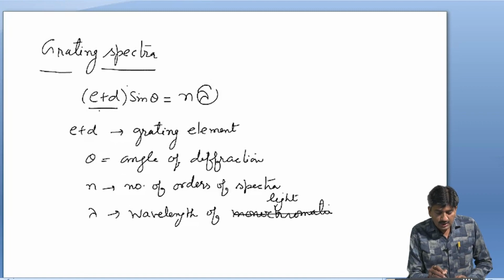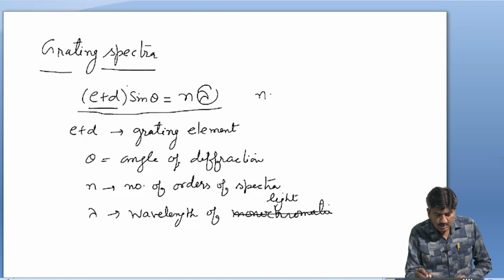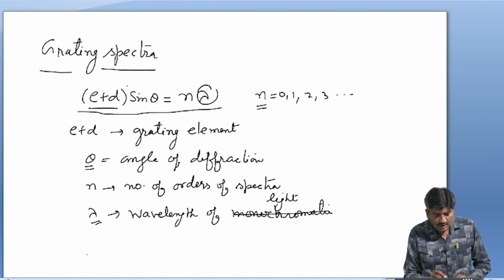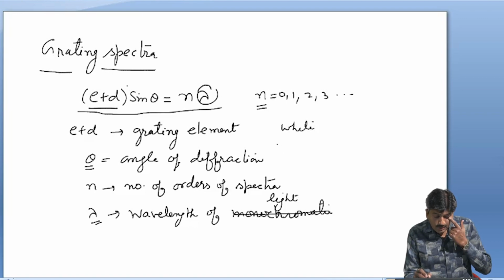are formed in the direction given by (e + d) sin theta equal to n lambda, and n may be 0, 1, 2, 3. From this equation, it is clear that for a given order n, the angle of diffraction theta varies with wavelength. The longer the wavelength, the greater the angle of diffraction. Hence, if the incident light is white, then each order will contain principal maxima of different wavelengths in different directions.